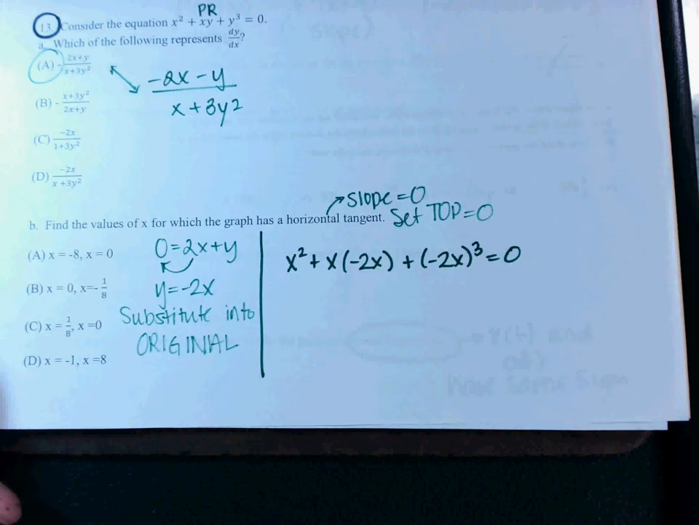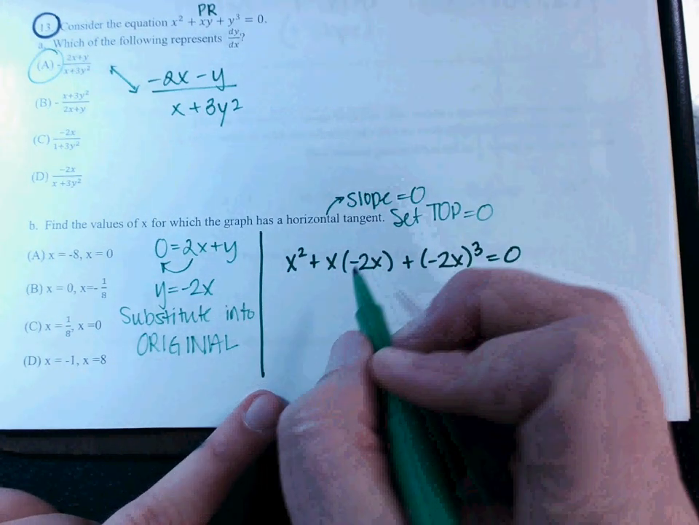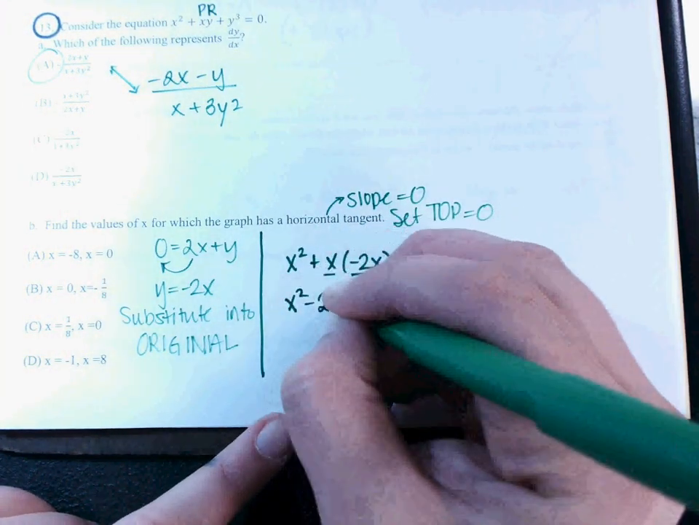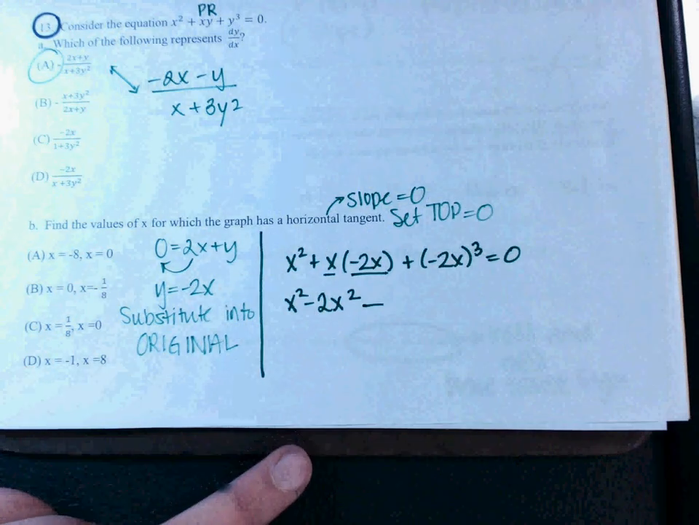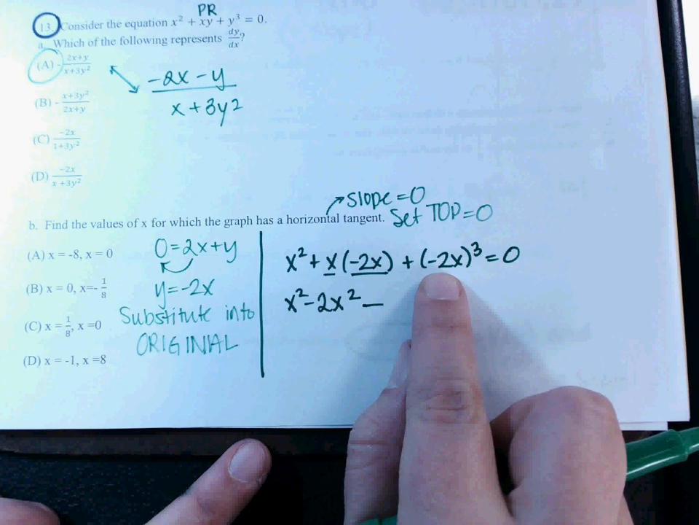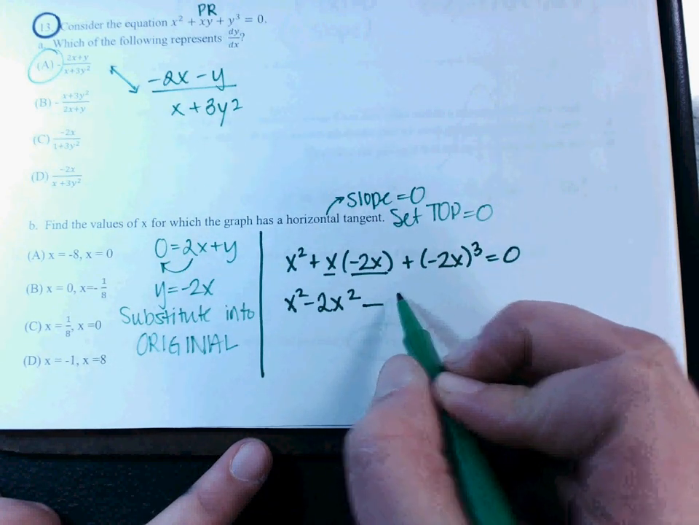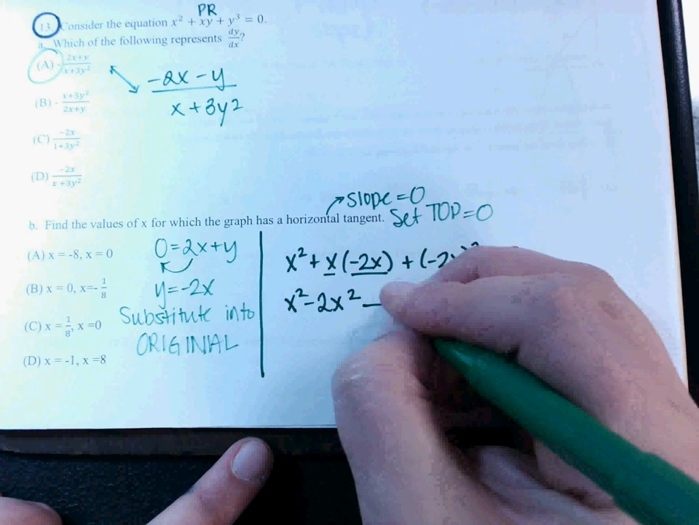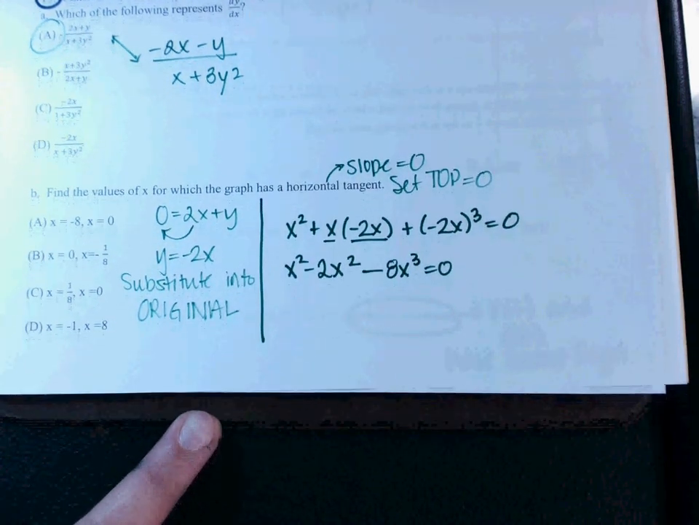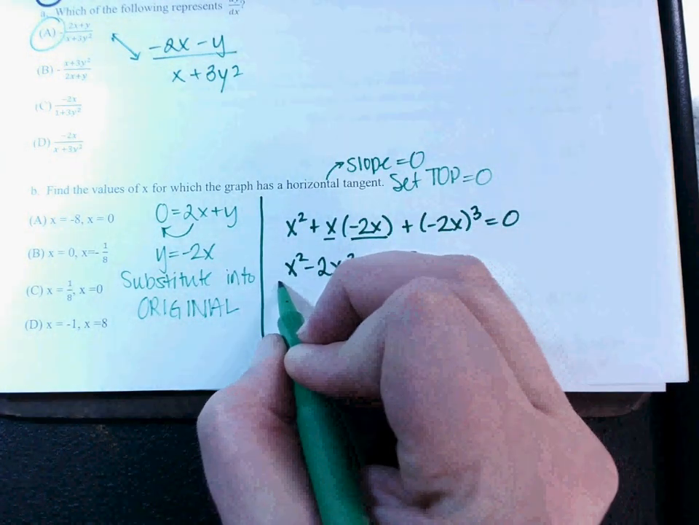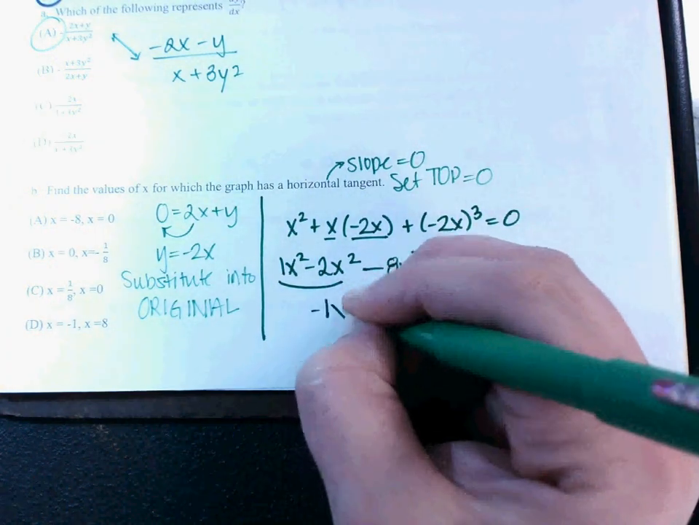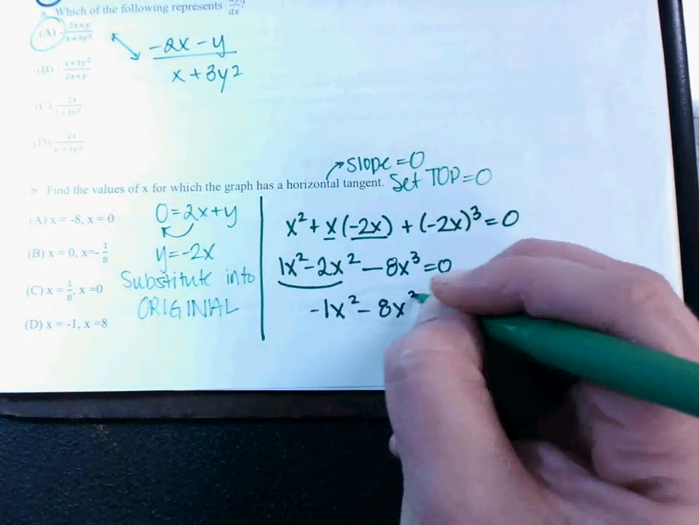Okay, what would I do first? I want to combine some like terms. So if this is an x times a negative 2x, that's a what? Negative 2x squared. Okay, and then on this next one, remember you have to cube both. So it's not going to stay at 2, it's going to turn into a what? 2 times 2 times 2. 8. Okay, what do I do from there? Come on, like terms. These guys can go together. What is 1x squared minus 2x squared? Negative 1x squared minus 8x cubed equals 0.